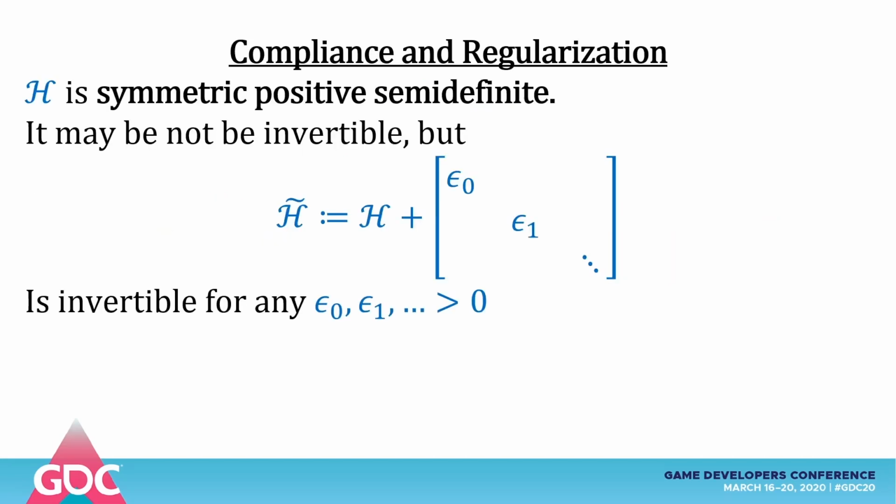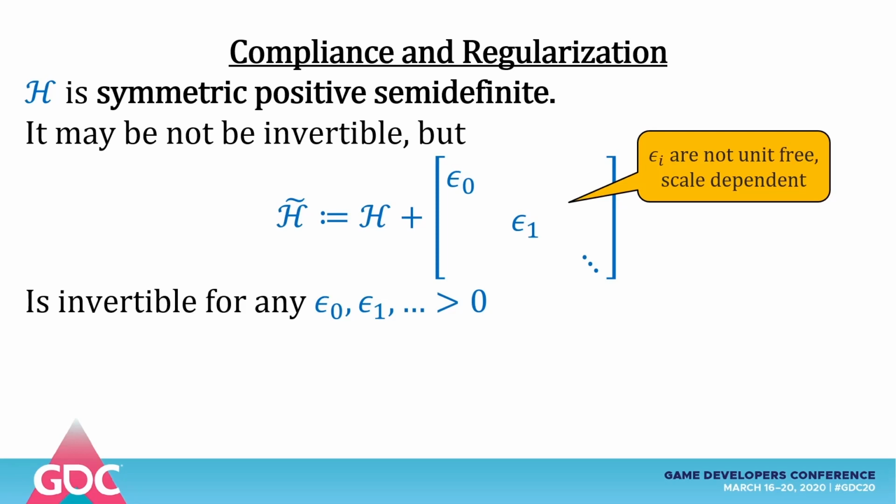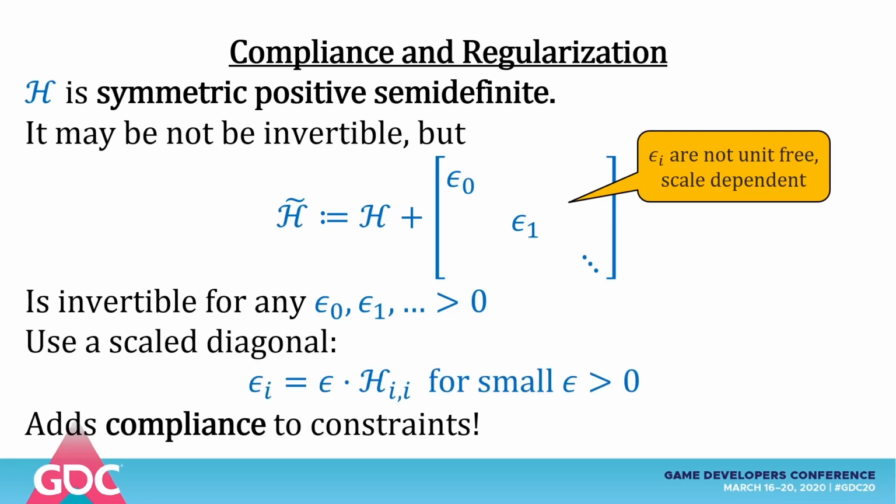So how does regularization work? H is symmetric, positive semi-definite, which means the eigenvalues are non-negative. This means that adding anything positive to the diagonal makes the matrix invertible. Of course, adding absolute values is scale-dependent, and it's much better to add epsilon times the diagonal. Adding such a regularization term changes the mechanical system and makes the constraints compliant.